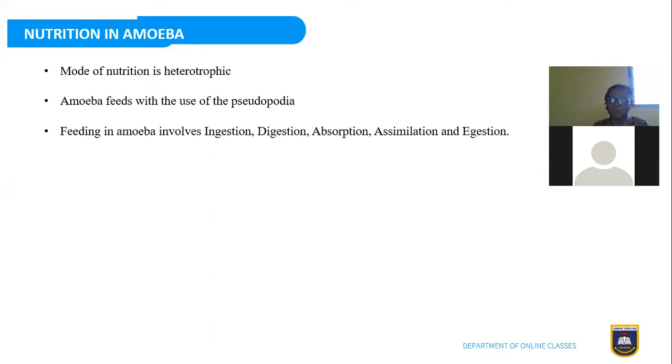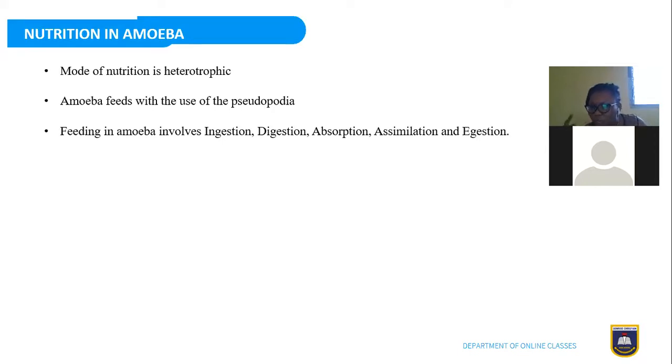Then the last stage of feeding is egestion. Egestion is when you bring something out of the system, to release something out of the system. An example, when you want to release feces out of your system, the unwanted food that you don't want, it comes out of the system by the process of egestion. Same thing applies to the amoeba. After the amoeba has absorbed the important food nutrients, the ones that it needs to survive, and those nutrients assimilate into the system, the unwanted ones are then removed through the surface membrane again.